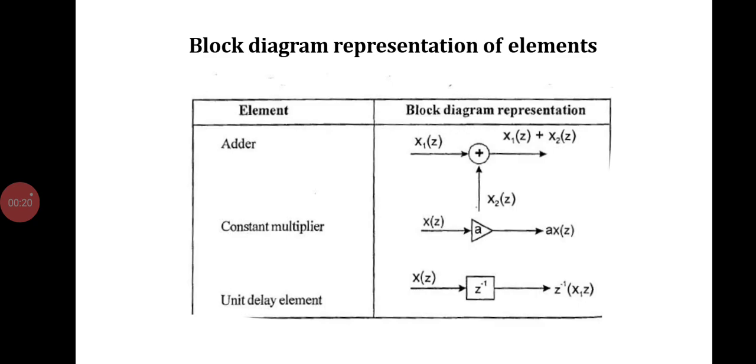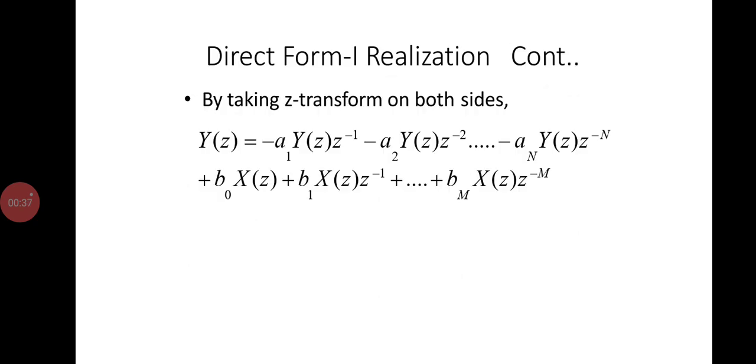This is the block diagram representation of the elements. If it is an adder, it is represented like this by using the block diagram representation. If it's a constant multiplier, we are representing this by using a small triangle, and the unit delay element is represented by using x of k into z^-1. Now, first, direct form 1 realization.